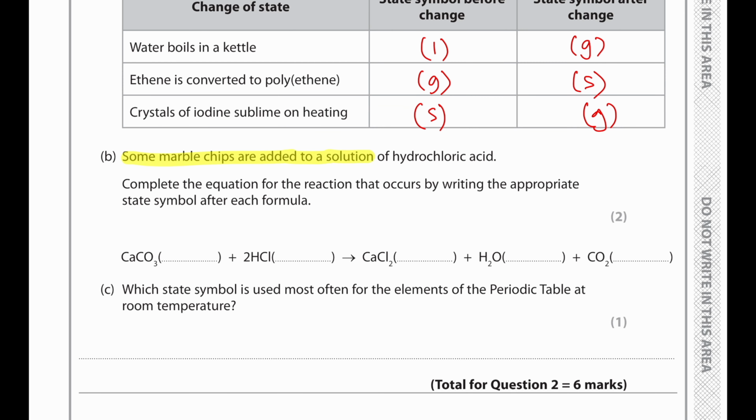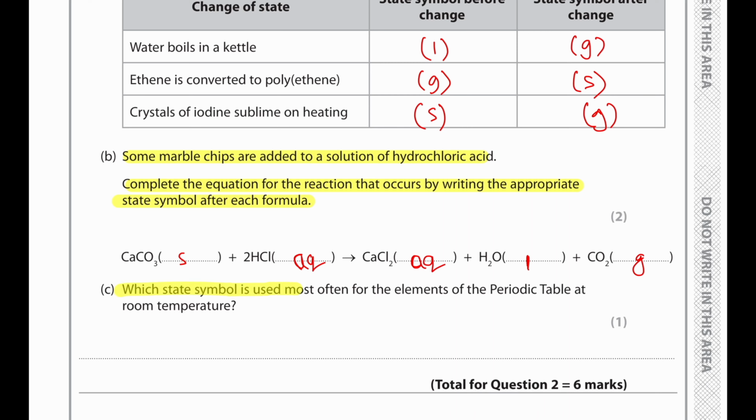Some marble chips are added to a solution of hydrochloric acid. Complete the equation for the reaction that occurs by writing the appropriate state symbols for each formula. Calcium carbonate solid reacts with hydrochloric acid, which is aqueous, to produce calcium chloride salt, which is aqueous. The water that is produced will be liquid and the CO2 gas produced will be gas.